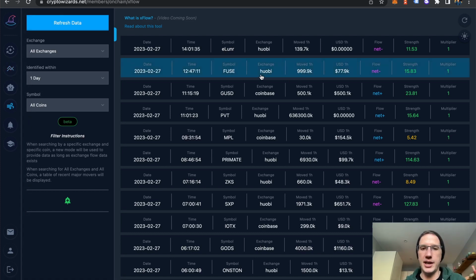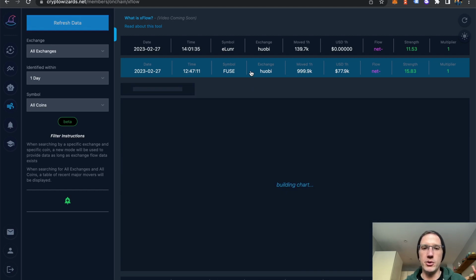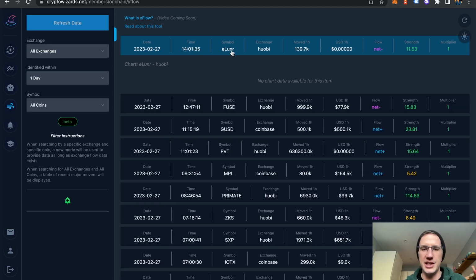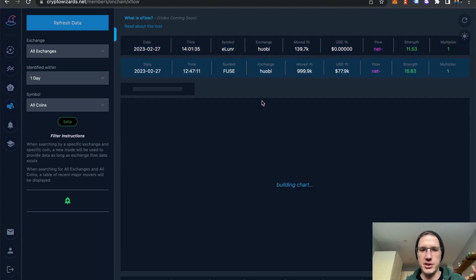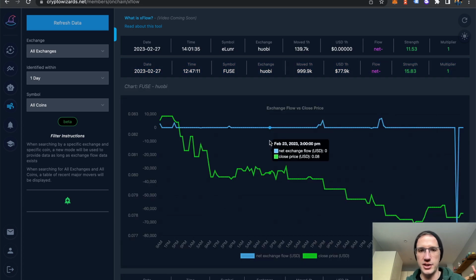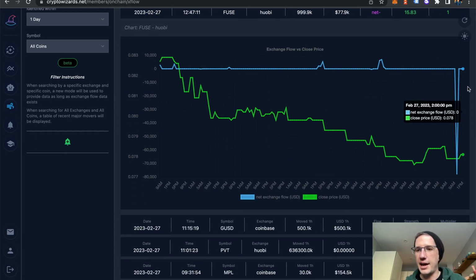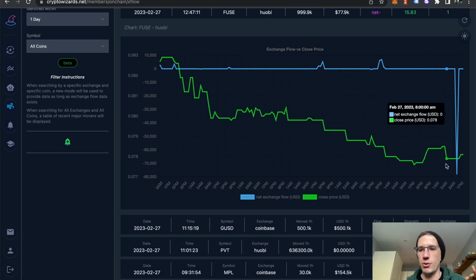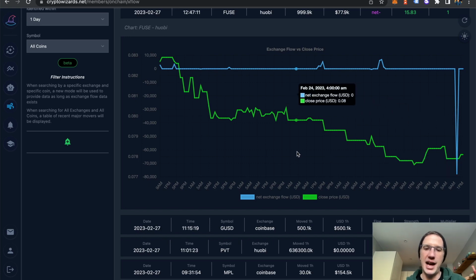So for example, here I can go and pick this Huobi Fuse one over here. This is a recent one, happened at 12:47. Unfortunately, I can't get a chart up and running for this eLuna. So this one is without a chart, but this one here has a chart. So I can go and have a look at this. And you can see this just happened, right? There was a big outflow of tokens from the exchange. And probably what's going to happen now is the price of this coin is going to go up. And this is hourly data.